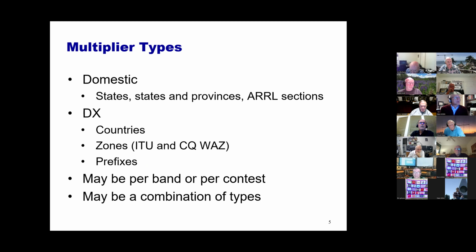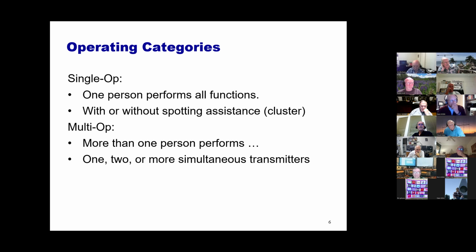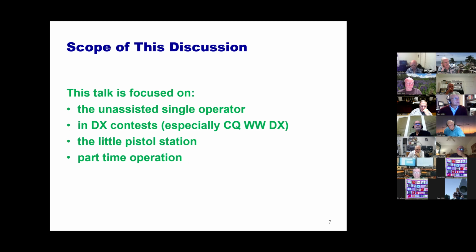All right. And multiplier types. This is important for the discussion later. In domestic contests, it's typically states, provinces, sections, counties. For DX, it's typically countries, or it could be zones, or it could be prefixes. And it may be counted per band or per contest. And sometimes it's a combination of them. And you know that operating categories are single op or multi-op. So the scope of this discussion, I'm focusing on the unassisted single operator, how to get your multiplier up, besides having a faster internet pipe for your cluster connection.